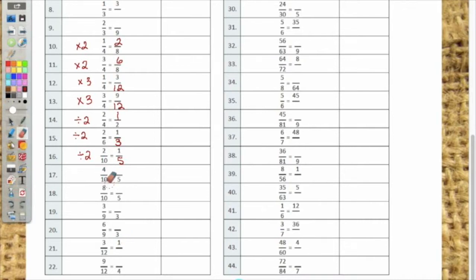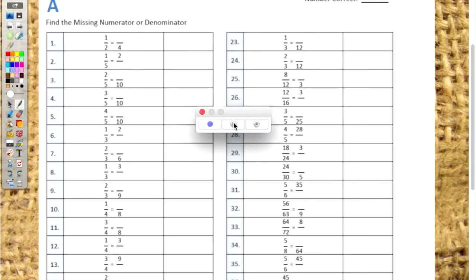All right, so I'm going to give you 3 minutes. Okay, here are the answers for side A.